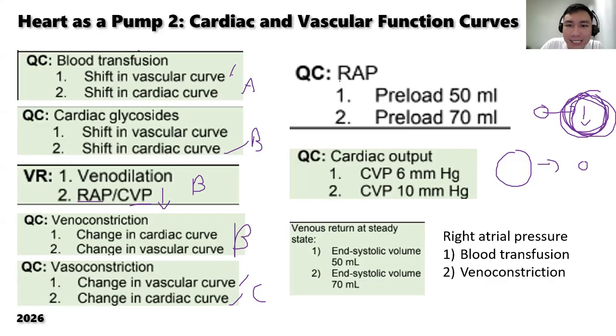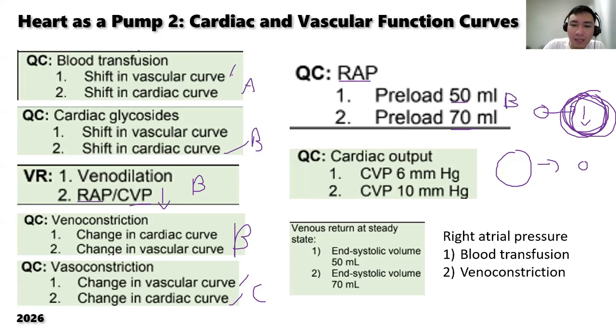Okay? Next, right atrial pressure, quantitative comparison, preload 50, 70. So sabi natin, di ba, with a higher right atrial pressure, you would also have a higher preload. So that's letter P. Di ba? So ibig sabihin, kung mataas yung preload mo, ibig sabihin, there's more blood in your right atrium.